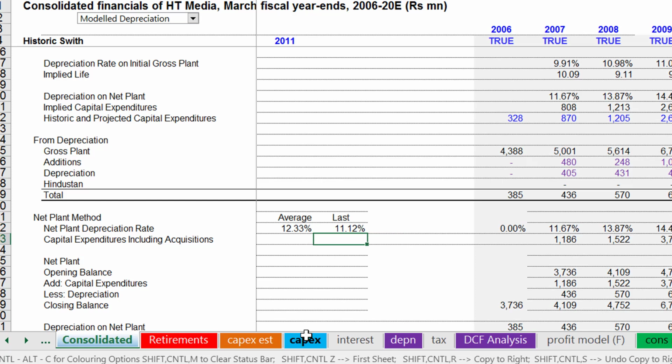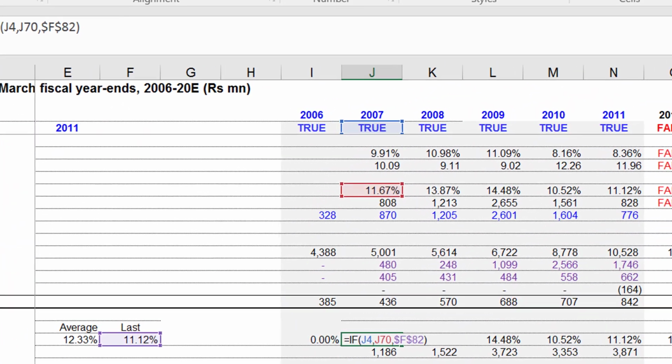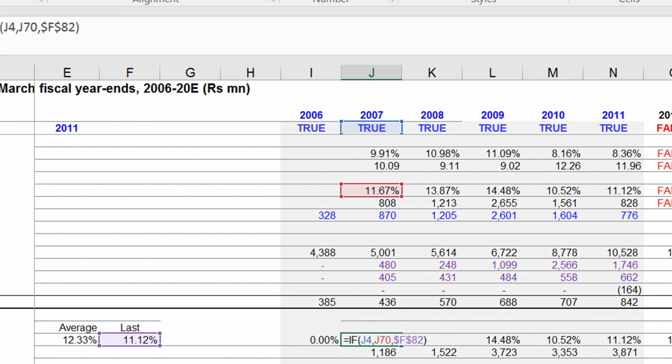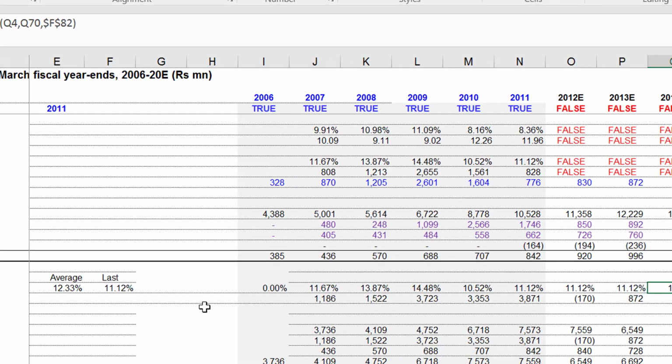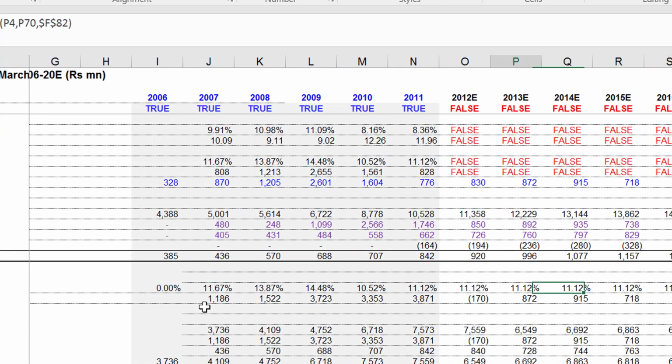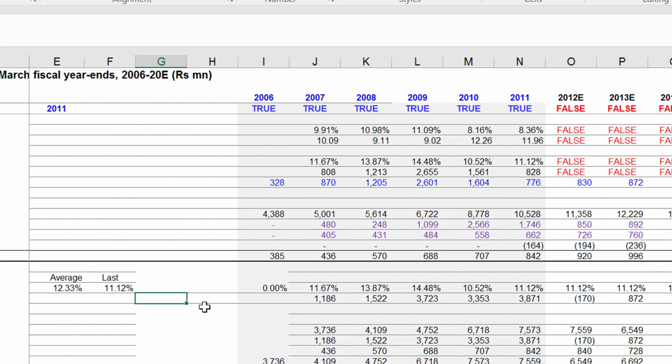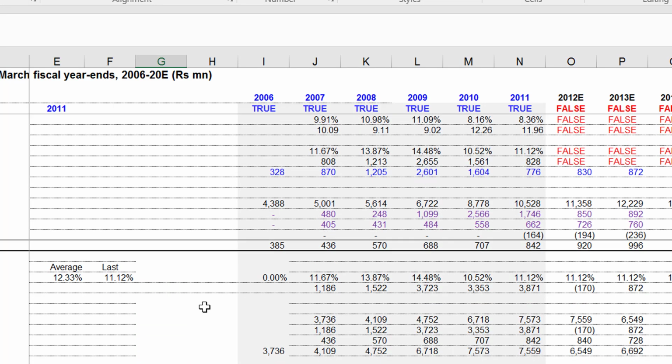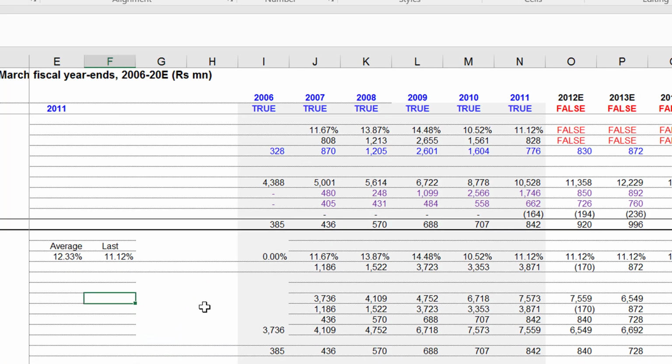So I said, okay, let's just make a little formula here. This would be a typical corporate modeling formula where you say, if it's the history, just use the actual one. And if it's the forecast, we're just going to use the last period. So I'll just use the last period for the net plant depreciation rate. Then we get our CapEx, and then we put a little net plant balance in here.